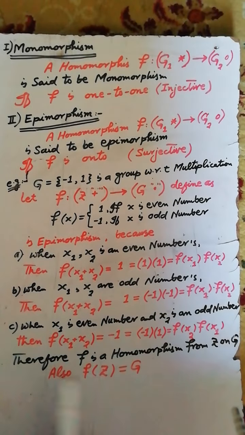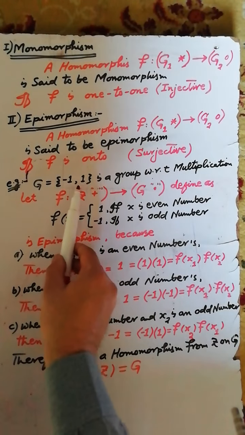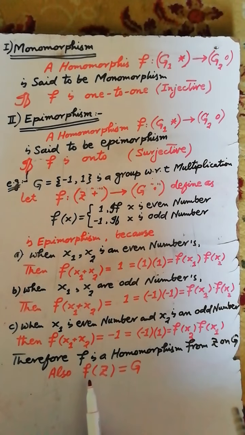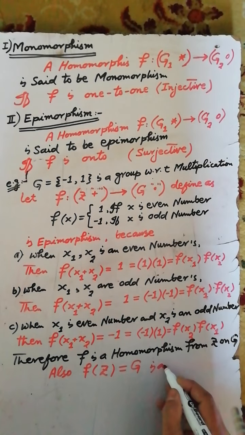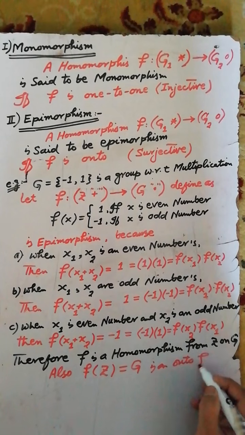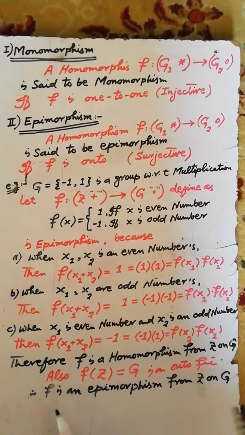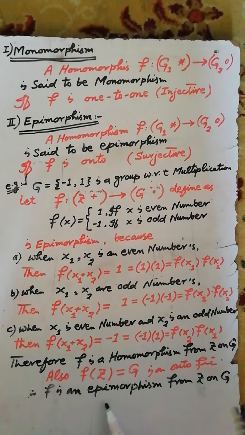Also, the image of the group Z under the given function is equal to the whole group G. Therefore, the function f is a homomorphism as well as an onto function. Therefore, the homomorphism f from the group Z to the group G is an epimorphism.